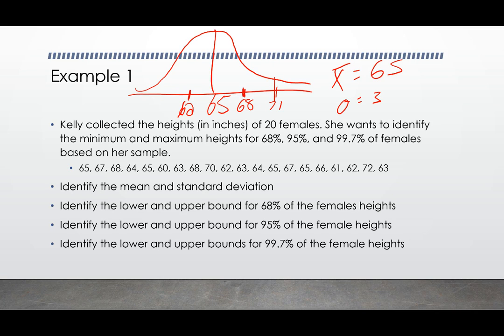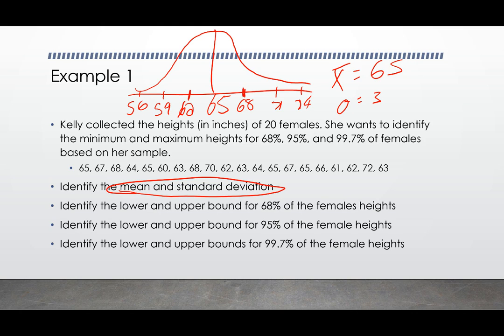So it would be 71 on this side, and 62 minus 3 would be 59 on this side. And then we want one more standard deviation, so we take another 3. So 74 and 56. So we identify the mean and standard deviation. I just did that. The mean was 65 and the standard deviation was 3.